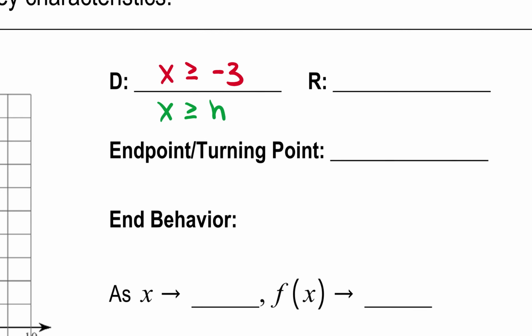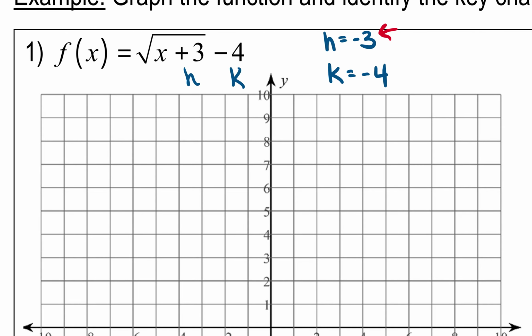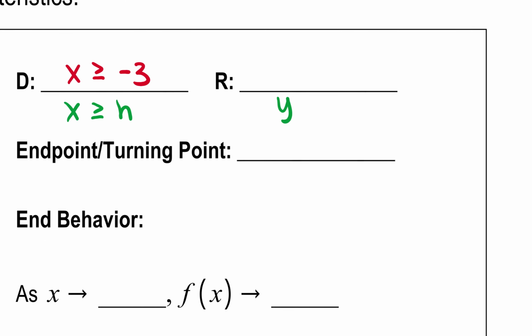Range, very similar. Y, now let's look at this. See my square root right here? There's no negative in the front, which means it's positive. So if you're looking at the notes, because you can see the whole paper, I cannot right now. If you have positive, it's greater than or equal to k. So I'm going to write y is greater than or equal to k, which is negative 4. So that's my domain and range.